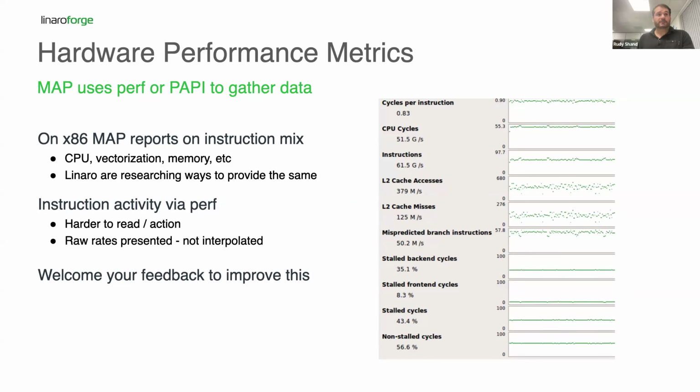Hardware performance metrics. MAP uses perf or PAPI to gather the data, and you can get some information on some of the hardware counters, things like cache misses or cycles per instruction. But we are looking more towards derived metrics. This is not implemented yet, but what derived metrics would hopefully give is calculations on these values to provide more of a top-down methodology to performance.